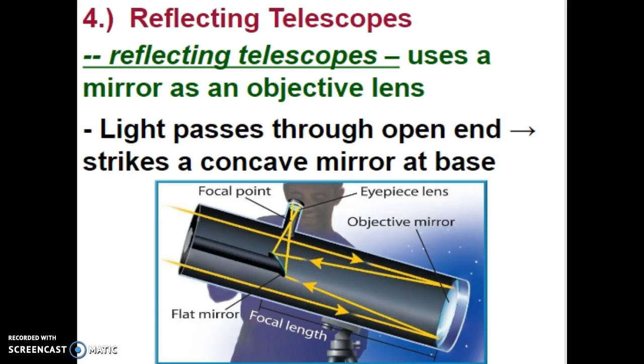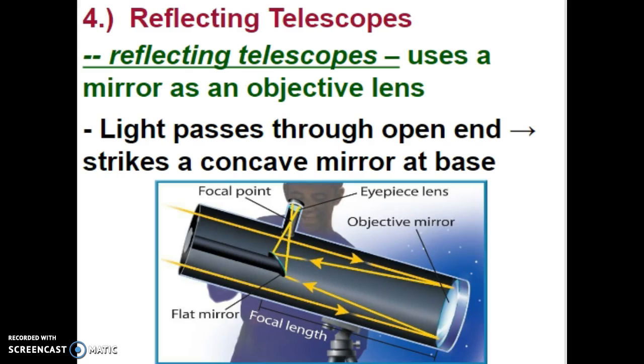A reflecting telescope is another type of common optical telescope. A reflecting telescope uses a mirror as an objective lens. So just like a mirror gives you your reflection, a mirror can also make light focus to a finer point. So light passes through an open end of a reflecting telescope, and it strikes a concave mirror at its base. So a concave mirror dips in the middle, and it can focus light with more resolution or more detail or clarity.